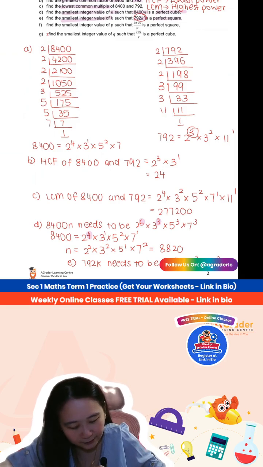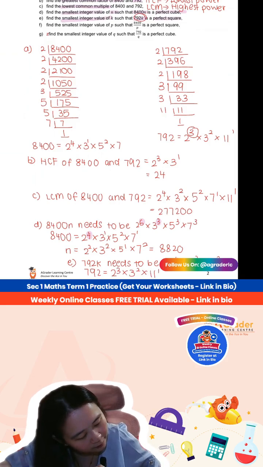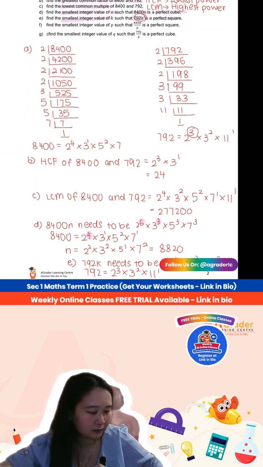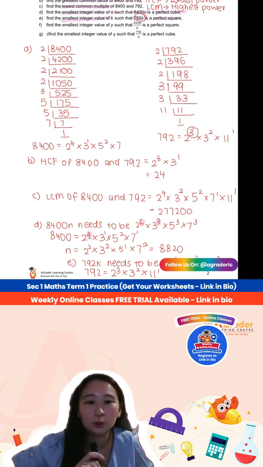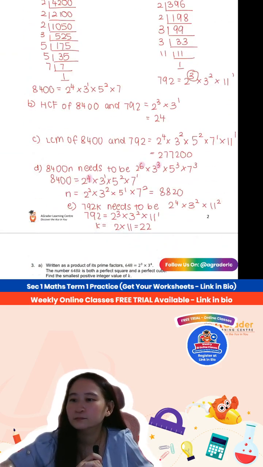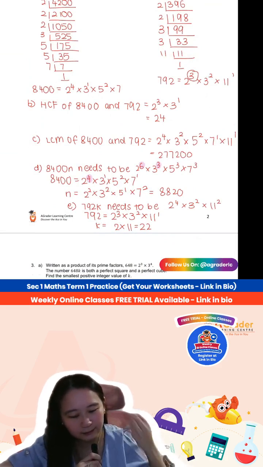Okay, therefore, I know my 792 is 2 to the power of 3 times 3 squared times 11 to the power of 1, meaning my k needs to be 2 times 11 only. So k equals 22. Okay, that's for my part E.